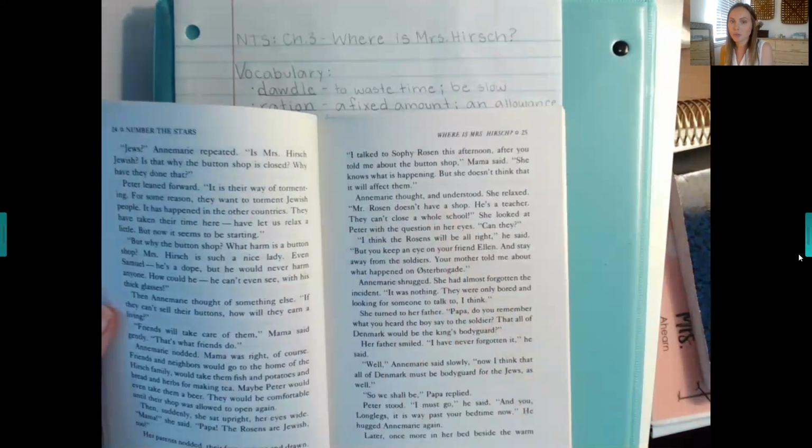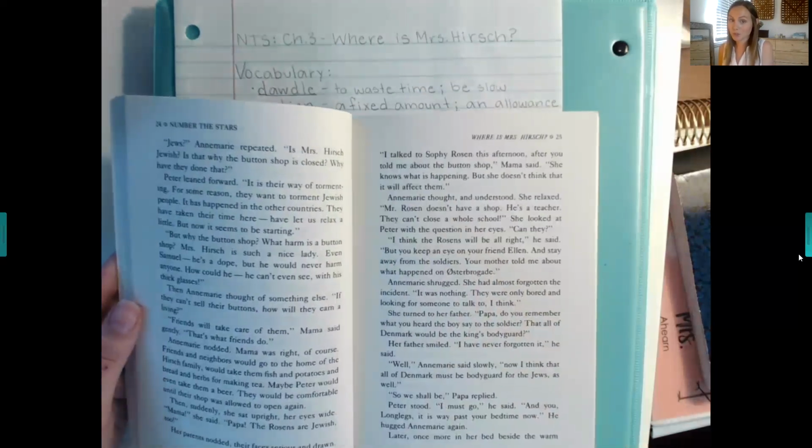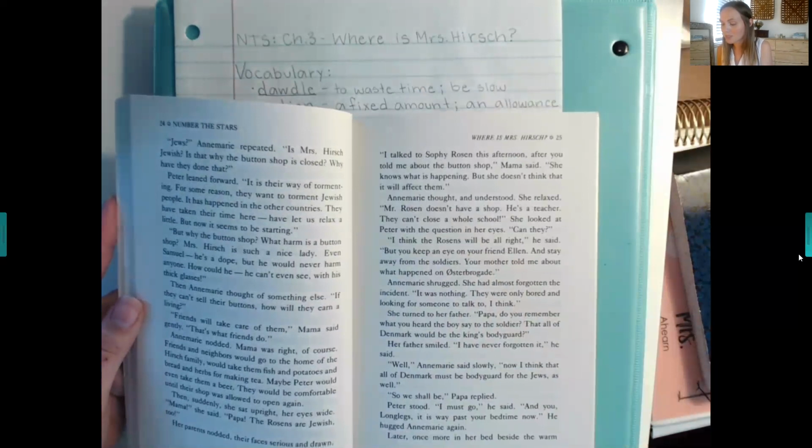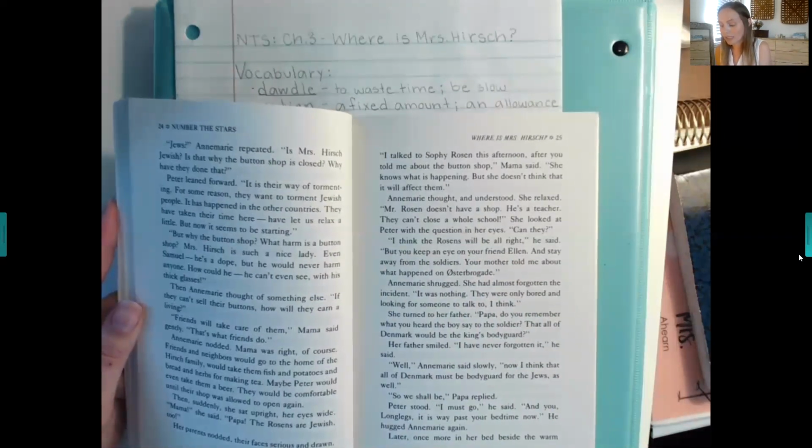"I talked to Sophie Rosen this afternoon, after you told me about the button shop," Mama said. "She knows what is happening, but she doesn't think that it will affect them. Mr. Rosen doesn't have a shop. He's a teacher. They can't close a whole school." She looked at Peter with a question in her eyes. "Can they?" "I think the Rosens will be all right," he said.